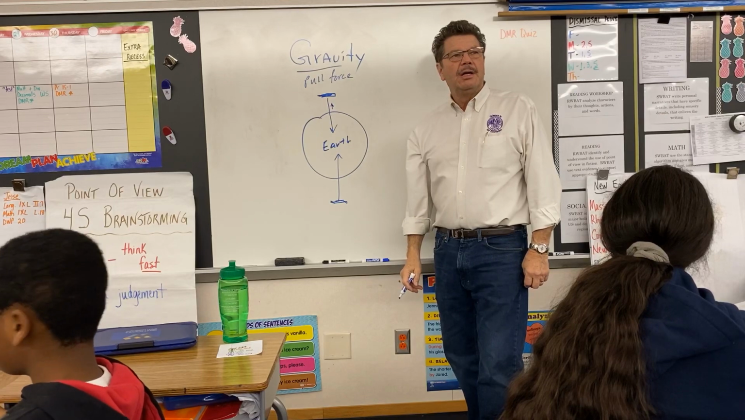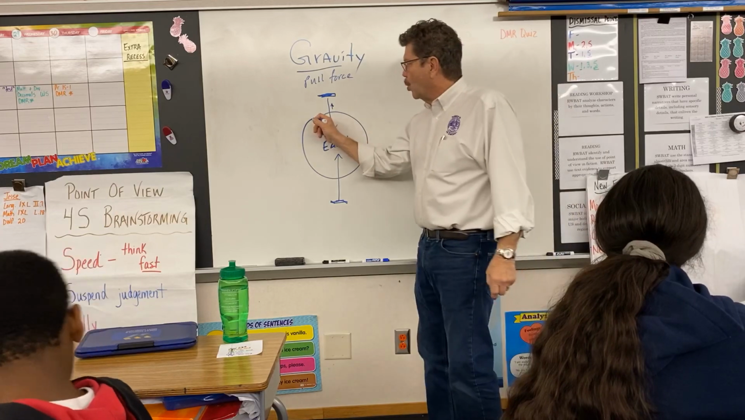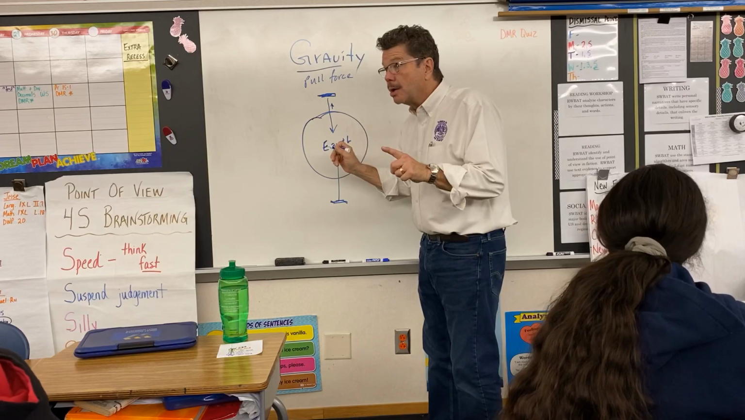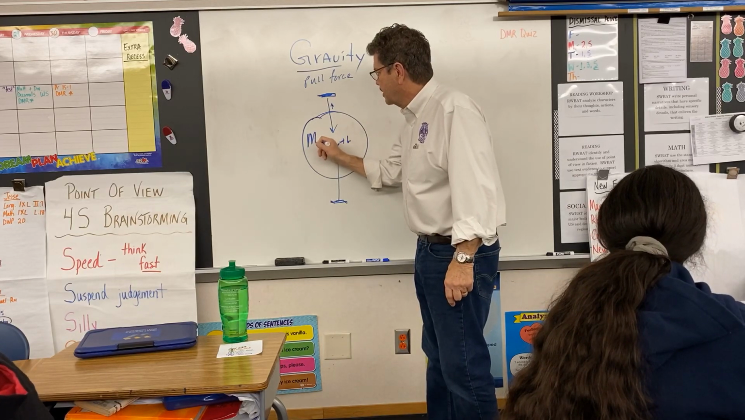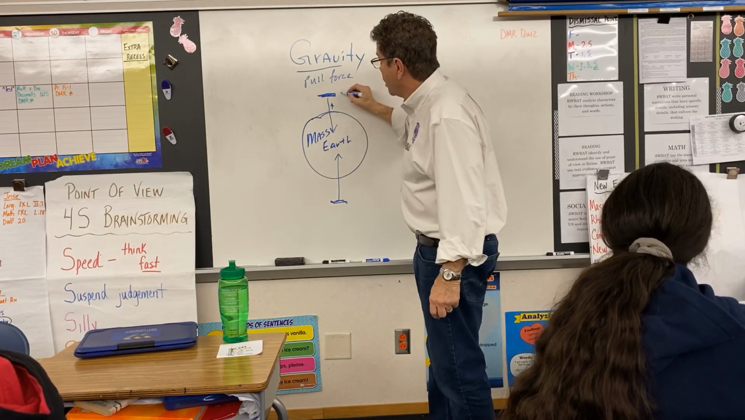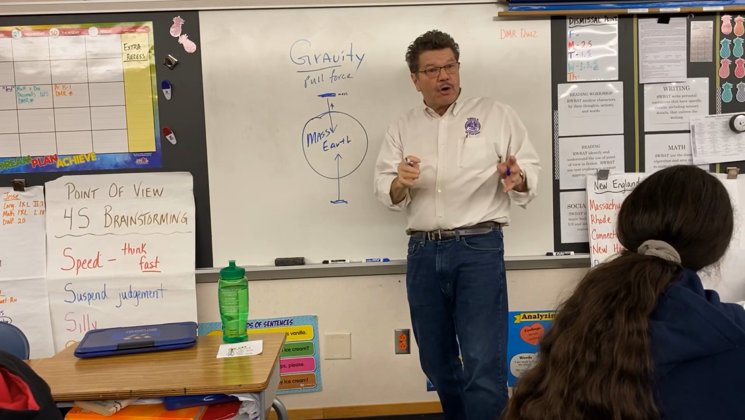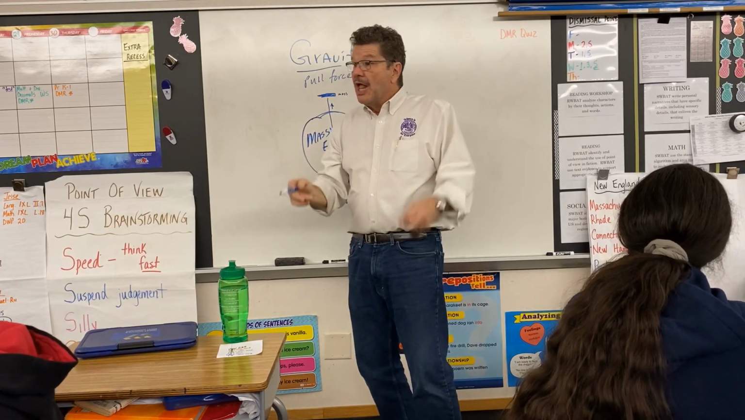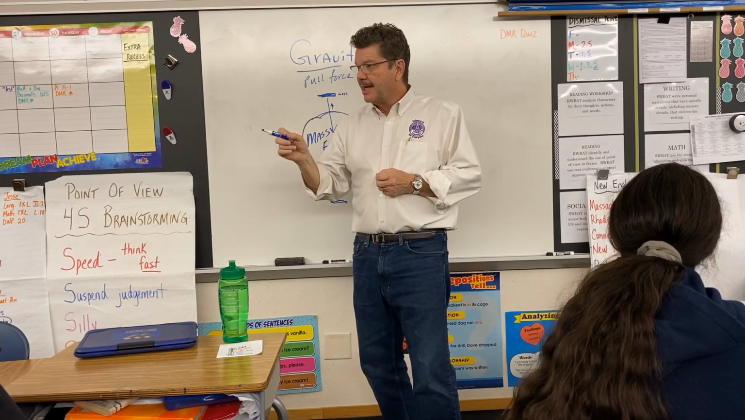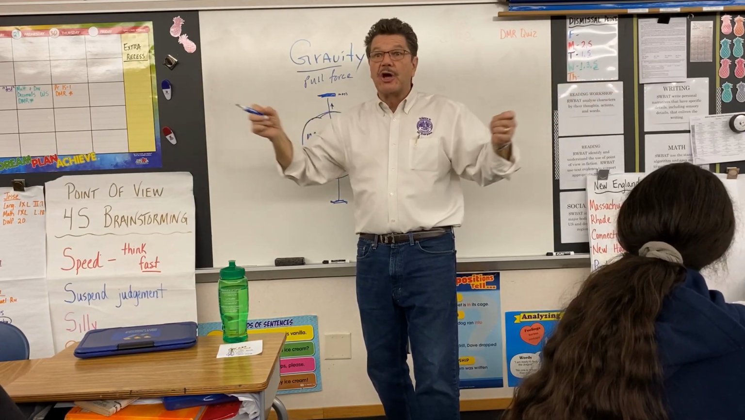Which one won? The earth. So why did the earth win? It has more, here's the word, mass. Have you heard that word before? Mass. The pencil or the marker has little mass. So gravity is the pull force between 2 objects. The bigger the mass, the bigger the pull. You got that? Now say it with me. The bigger the mass, the bigger the pull.